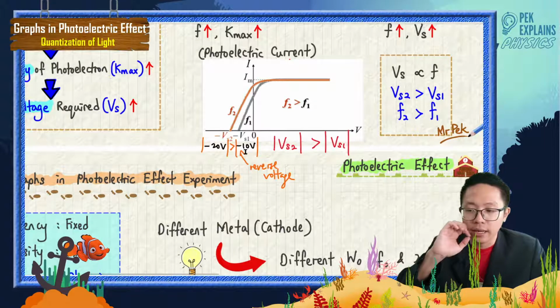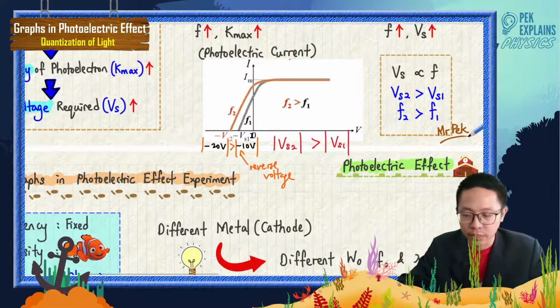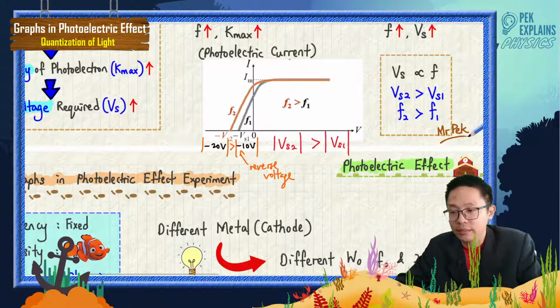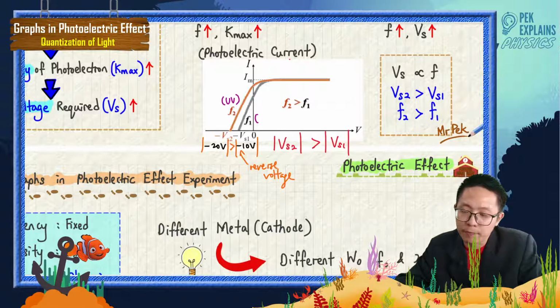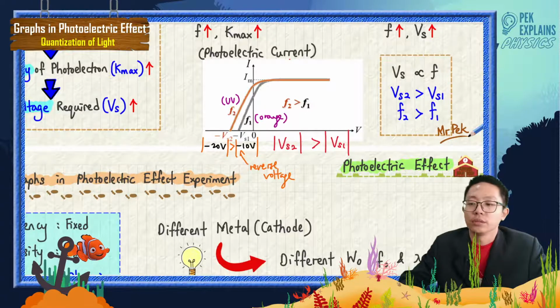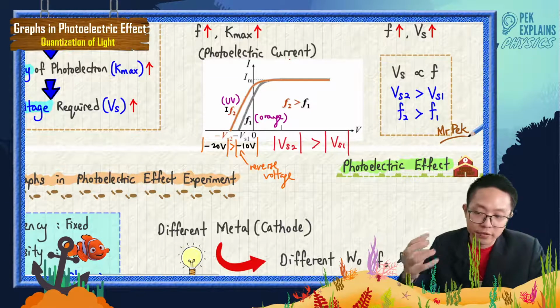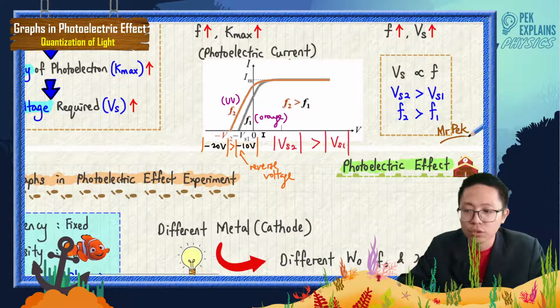So Vs2 is bigger than Vs1, so we can say frequency 2 is bigger than frequency 1. Maybe frequency 2 is a violet light, or ultraviolet light, and frequency 1 maybe is orange light. So violet light has higher frequency and needs a higher stopping potential. Orange light has low frequency and needs a low stopping potential.